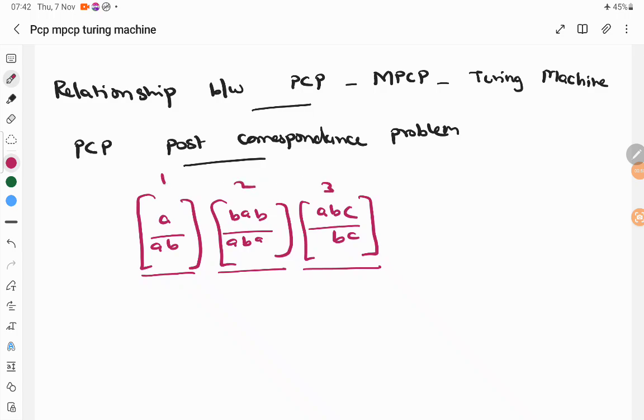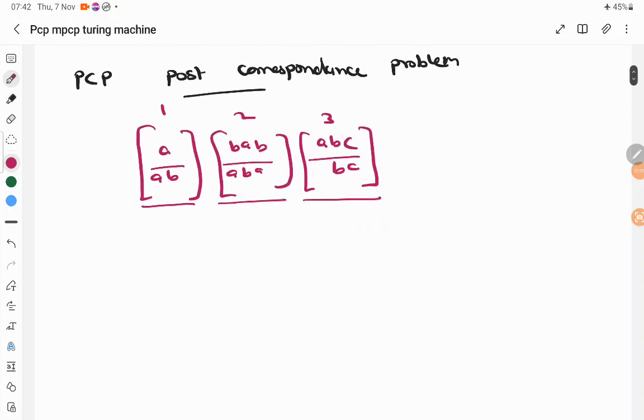Either it is expressed in this pattern, or there are multiple ways in which these dominoes can be expressed. One way of representation is using these dominoes. Another, I can use a set like this. I can have two sets. One set consists of the first strings A, BAB, and ABC, so this is your first one, second one, and third one. And B consists of the denominators like AB, ABA, and BC.